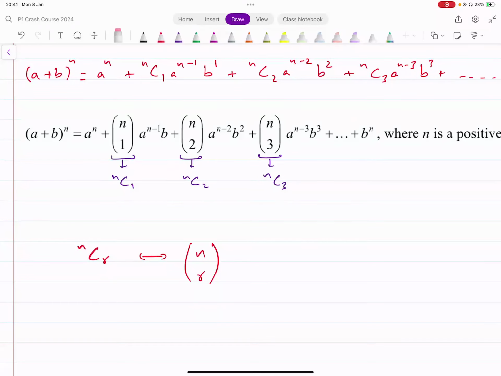So you should be familiar with this notation as well, because sometimes in the exam, you forget the formula. In the formula sheet, they have it there for you, but you need to be able to understand that this means nC1, this means nC2, this means nC3. All right, the rest of it is the same.